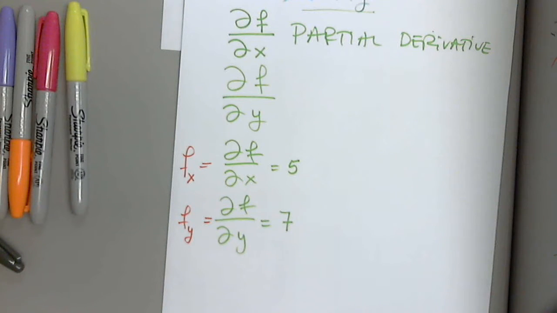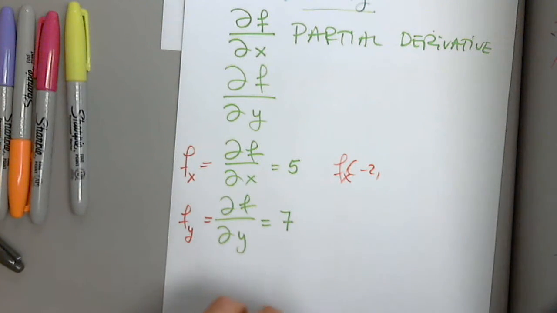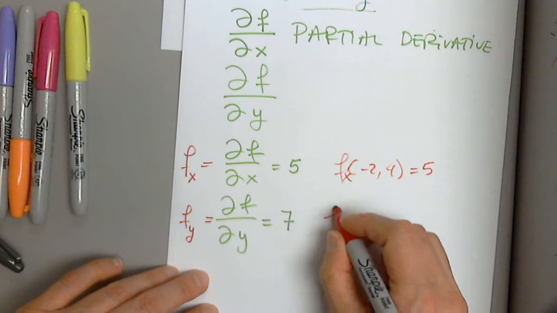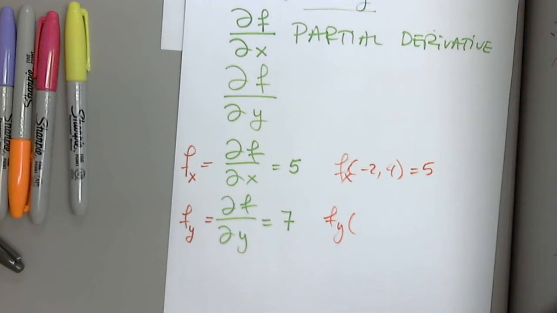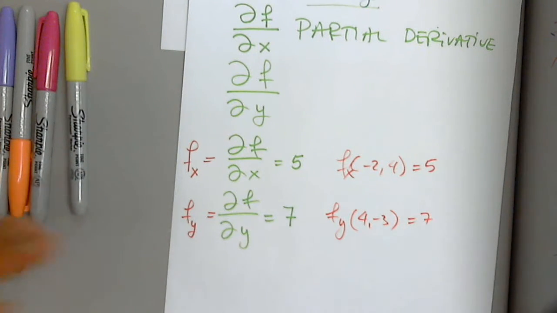Yes. Because it's f sub x, we're asked to find f sub x of -2, 4. So the answer will be 5. We're also asked to find f sub y of 4, -3. So that's still 7 because there is nothing I can plug in. No x, no y left. So let's look at another problem.